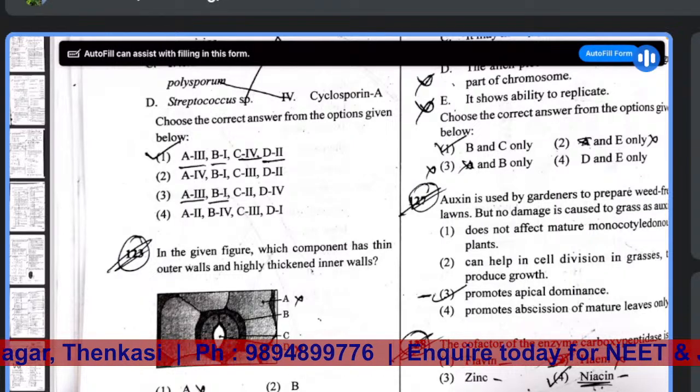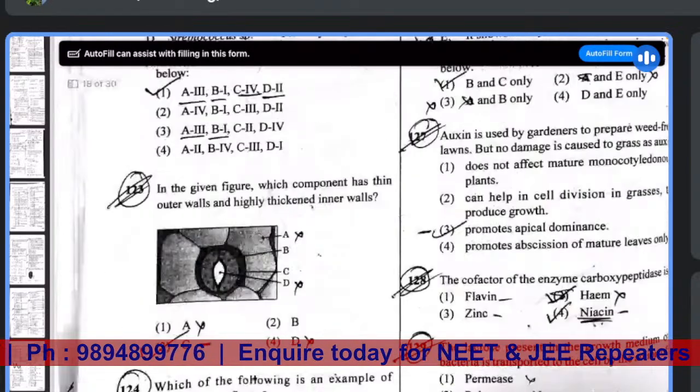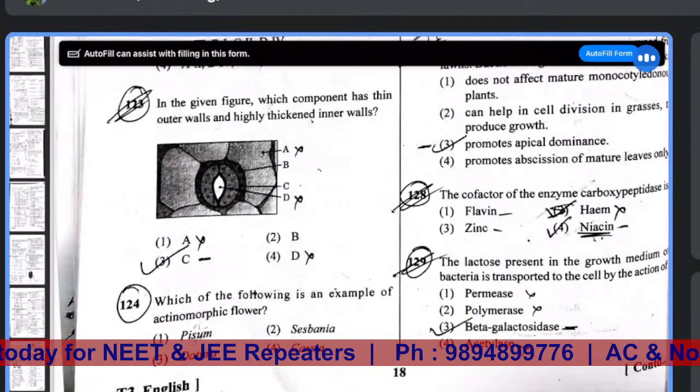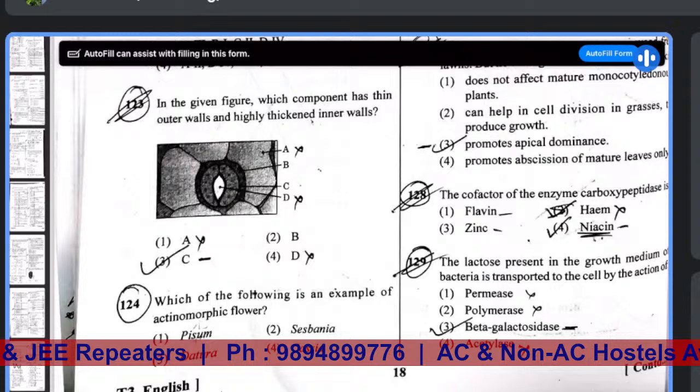Then question number 124. Which of the following is an example of actinomorphic flower? This is a direct question. You just have to find out the example. For question number 124, it is option 3, Datura.